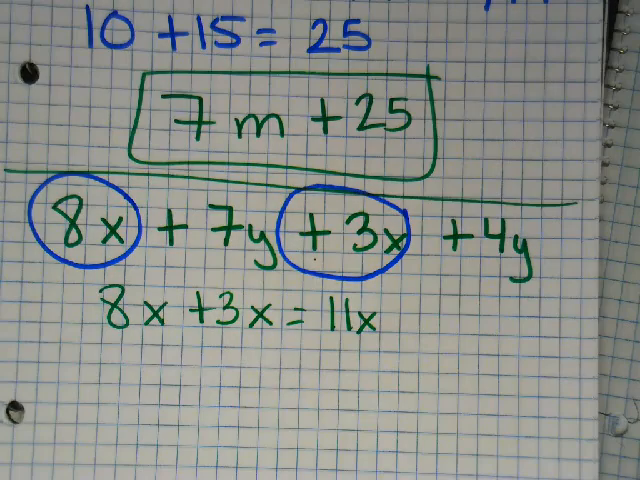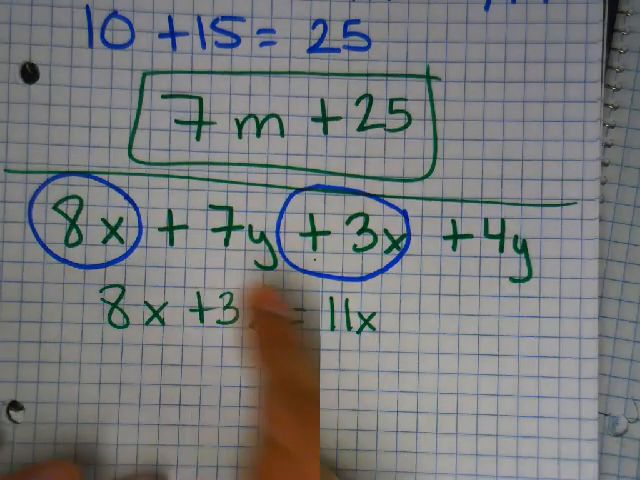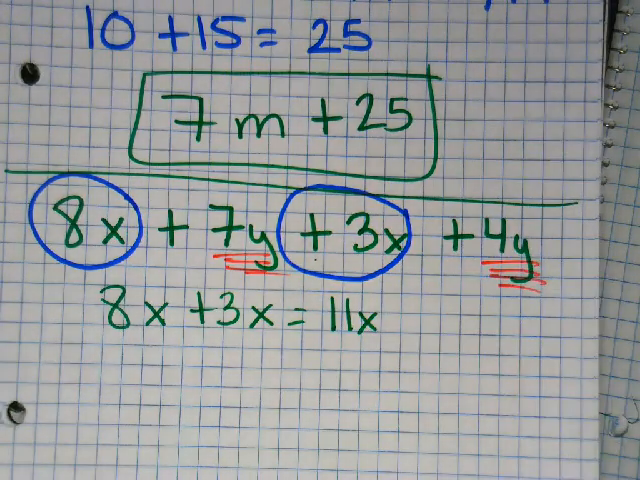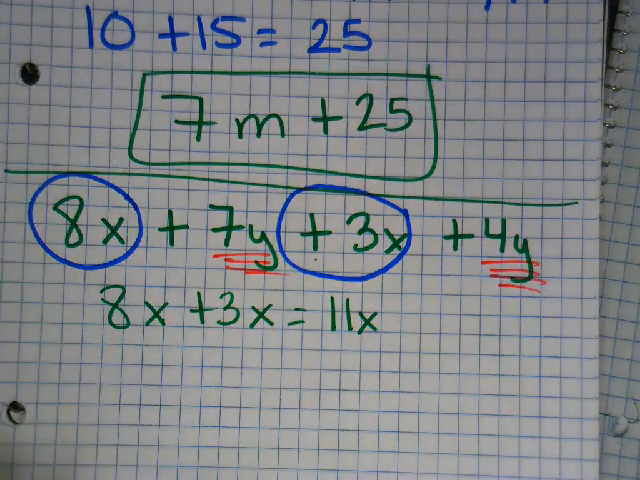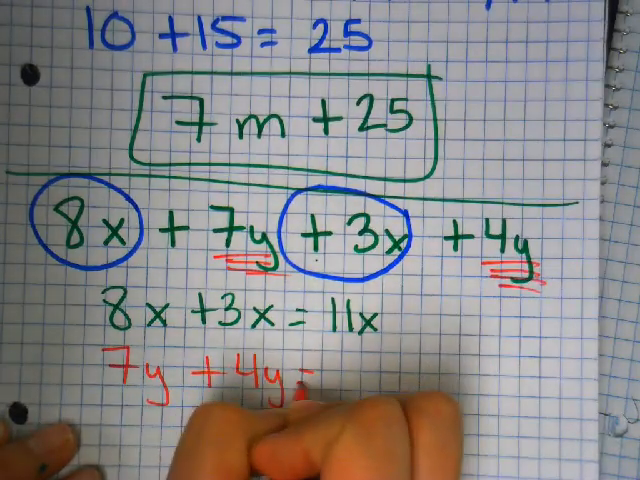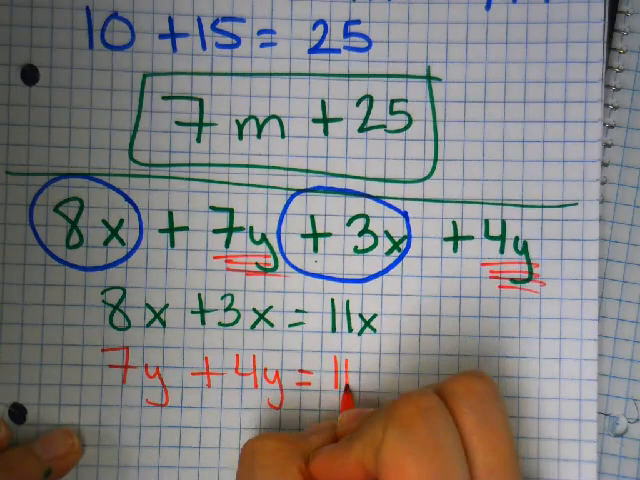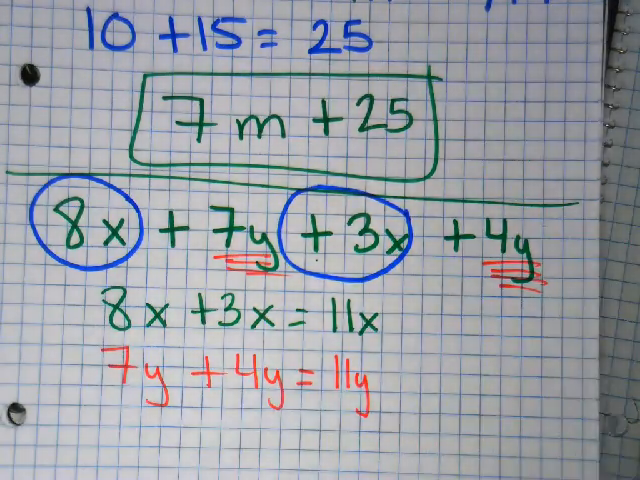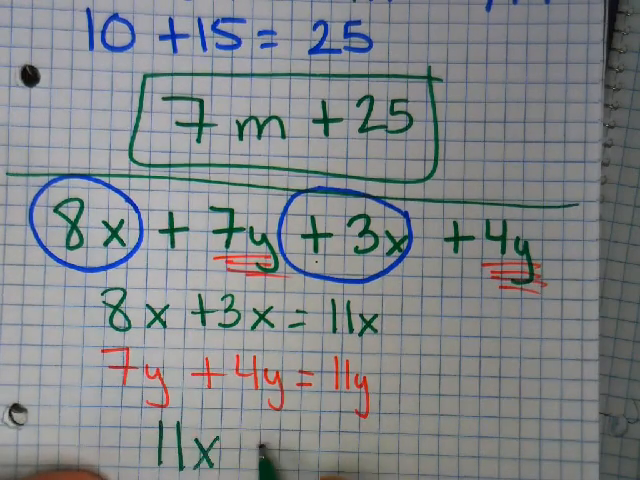Okay. Now, I'm going to underline what I have not circled if they're the same. So this one's a 7y, so I'm going to underline it. And this one's a 4y, so I'm going to underline it. 7y plus 4y is equal to 11y. So therefore, what's our final answer? 11x plus 11y.